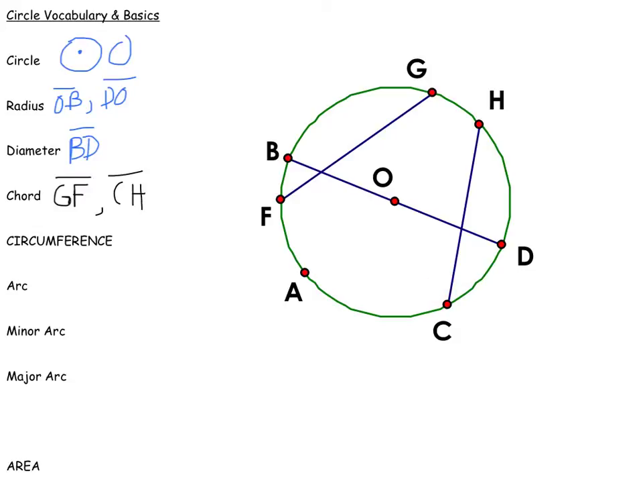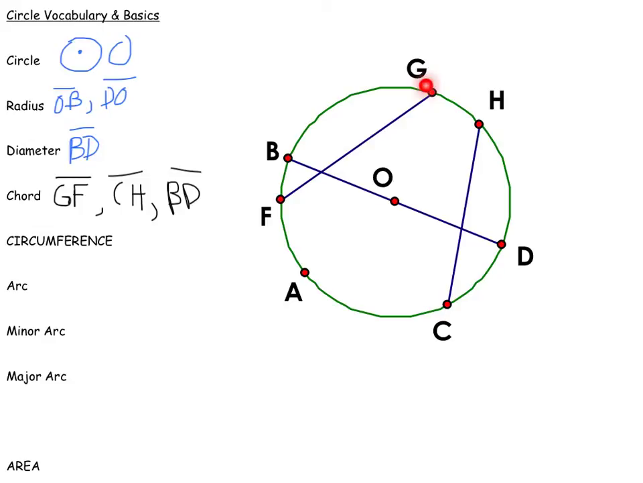And last but not least, this is kind of interesting, BD is a chord as well. You might say, well, what's the definition of a chord again? Remember, it starts and ends on the edges of a circle. So BD is a chord as well. It's a special chord that actually is the diameter because it goes through the center. But the diameter is still just a chord. FG is a chord, but it is not a diameter because it doesn't go through the center.